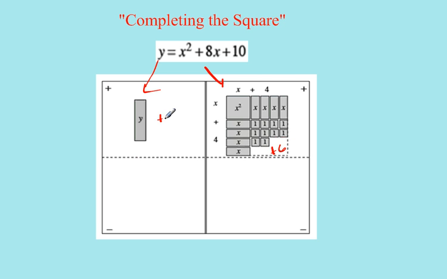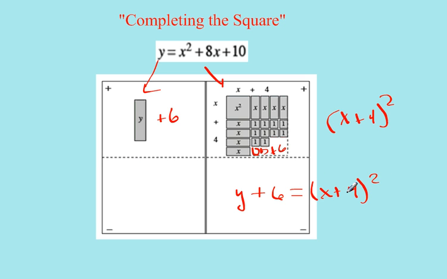Since I'm adding 6 on the right side, if I physically built it, I'd have to add 6 on the left side also to keep the balance. Now the area over here can be written as x plus 4 quantity squared, and I still have y plus 6 on this side. So I'd have y plus 6 equals the x plus 4 squared. And it's already almost in graphing form. If I just put the 6 to the other side, I'll have graphing form. So y equals the x plus 4 squared minus 6.